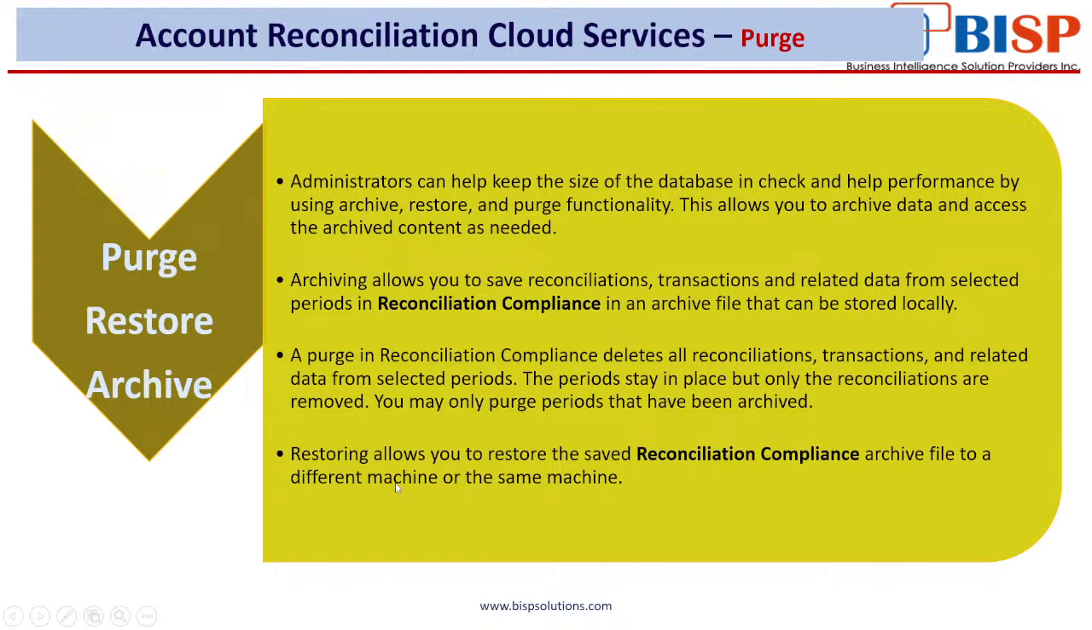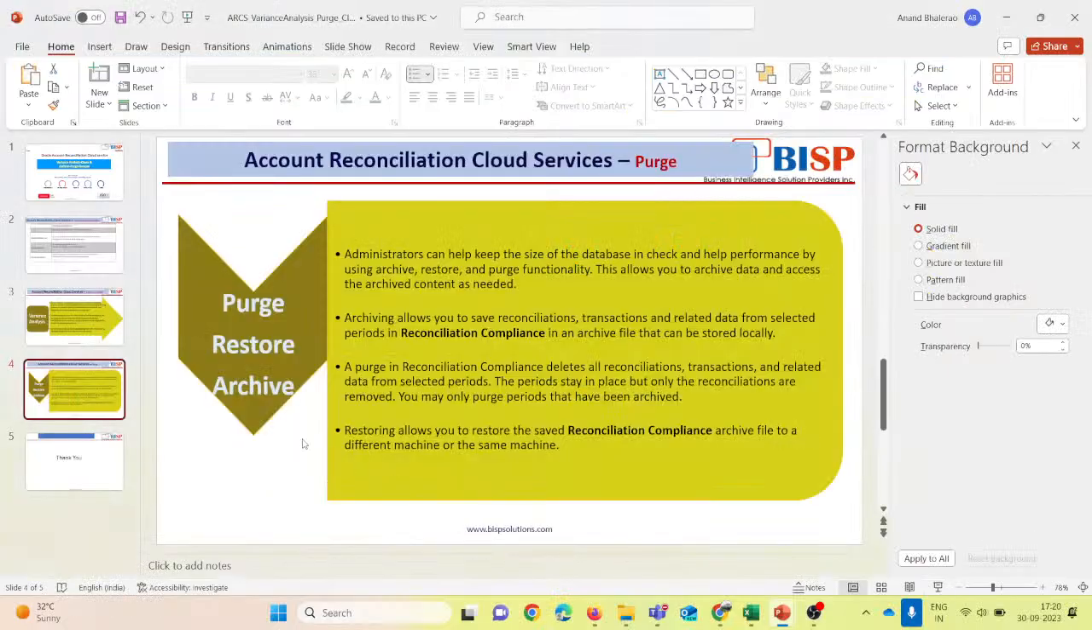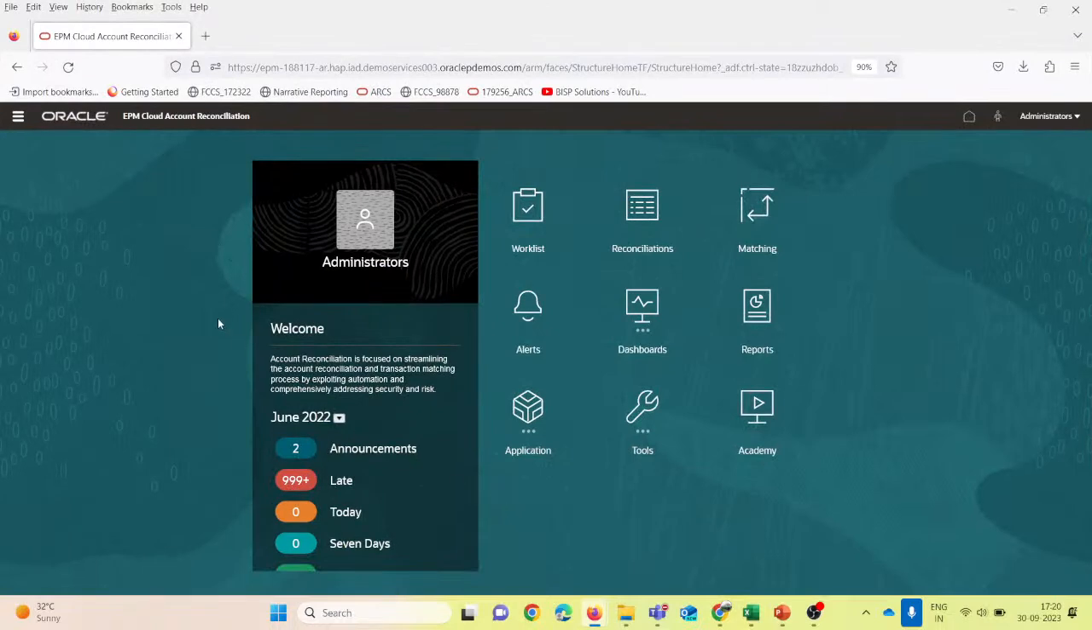And similarly, the restoring basically restores the archive data which we have kept in our local file, and the purging deletes all the data. So we will go through the application first, and we'll perform the variance analysis method first.